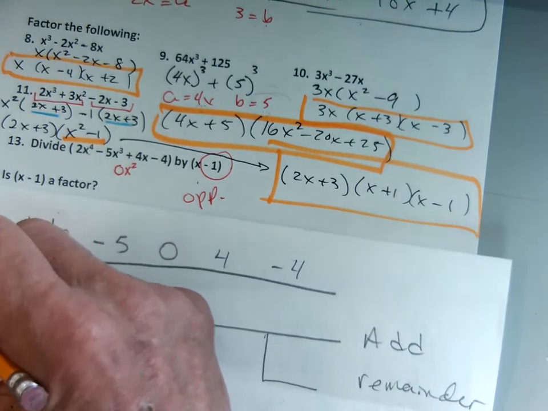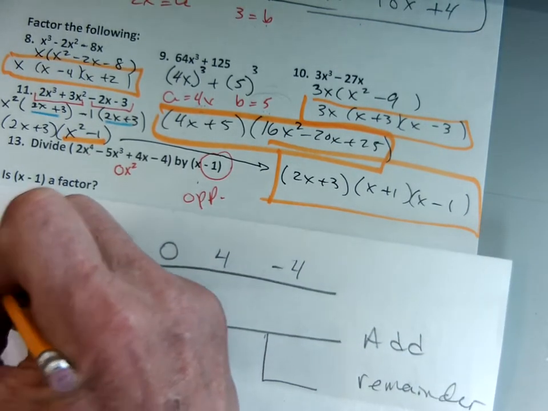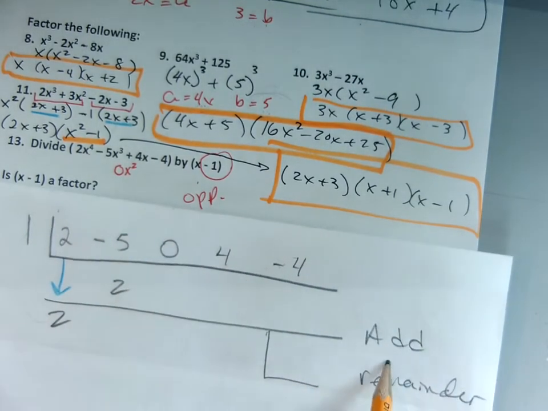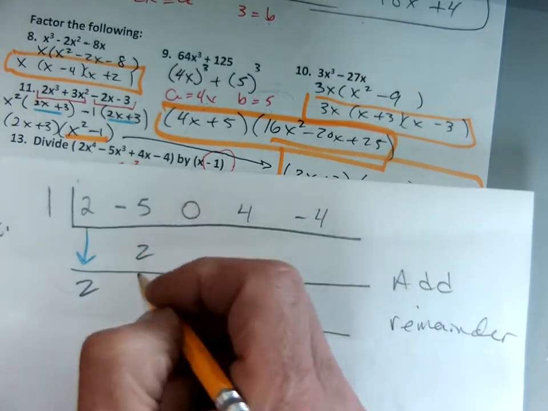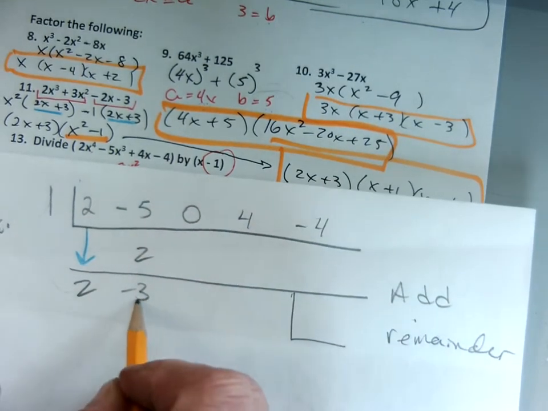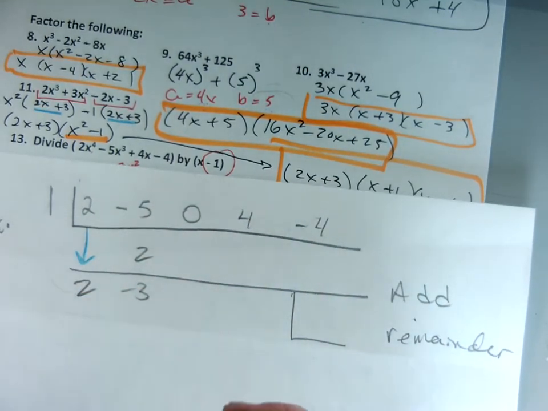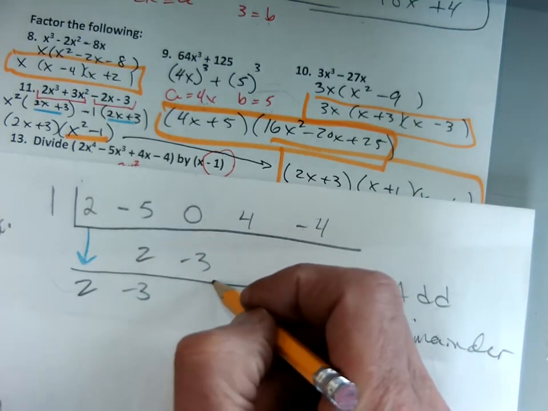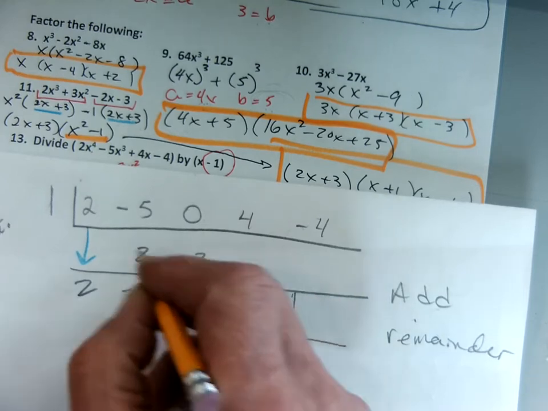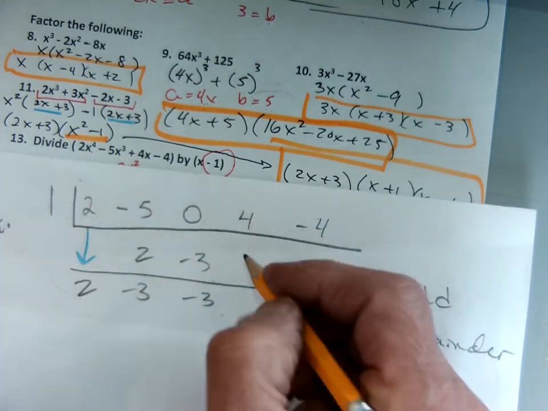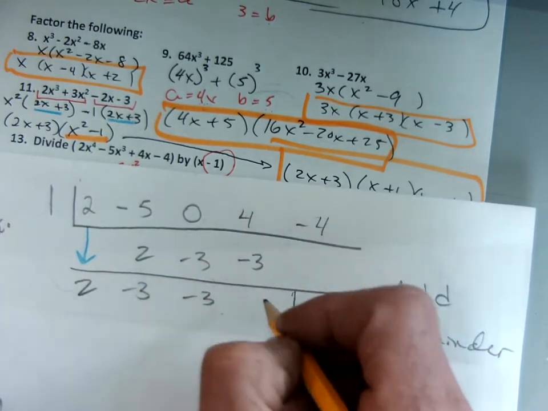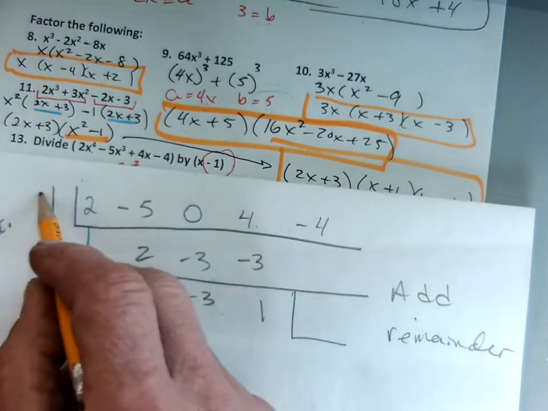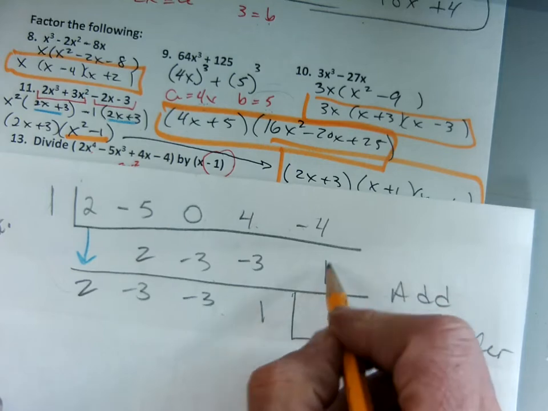Multiply, right? 2 times 1 is 2. Add. Negative 5 plus 2 is negative 3. Multiply. Negative 3 times 1 is a negative 3. Add. 0 plus negative 3 is a negative 3. Multiply. Negative 3 times 1 is negative 3. Add. 4 plus negative 3 is a 1. Multiply. 1 times 1 is 1. Add, and I get a negative 3.